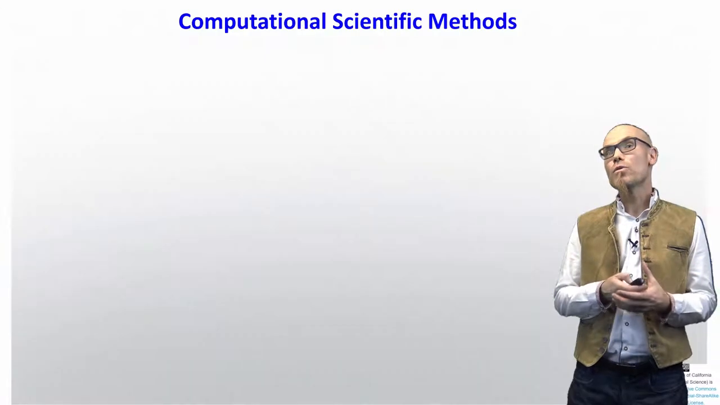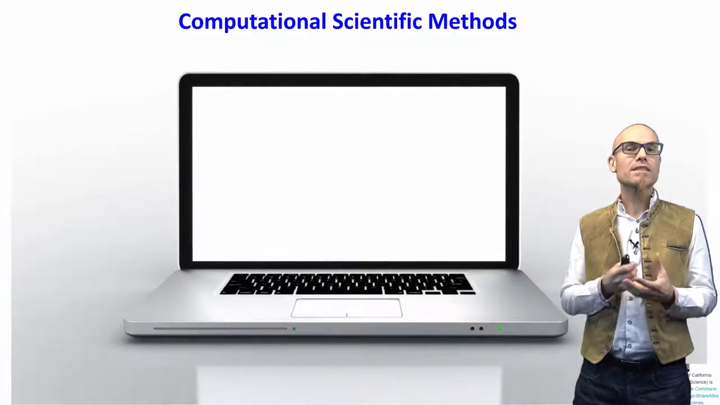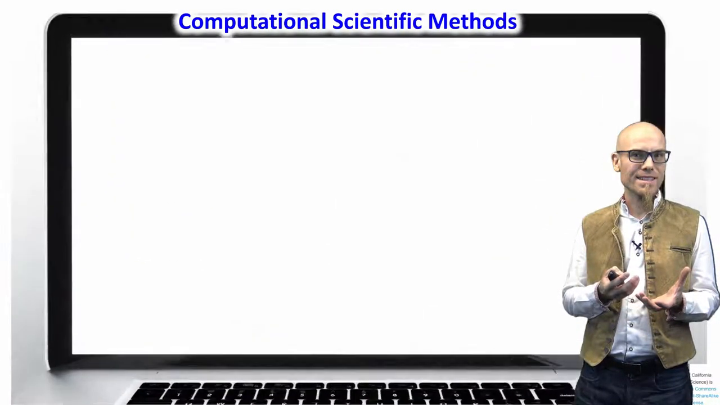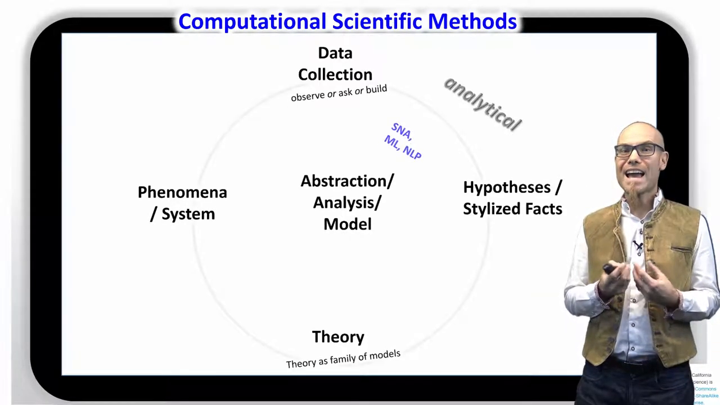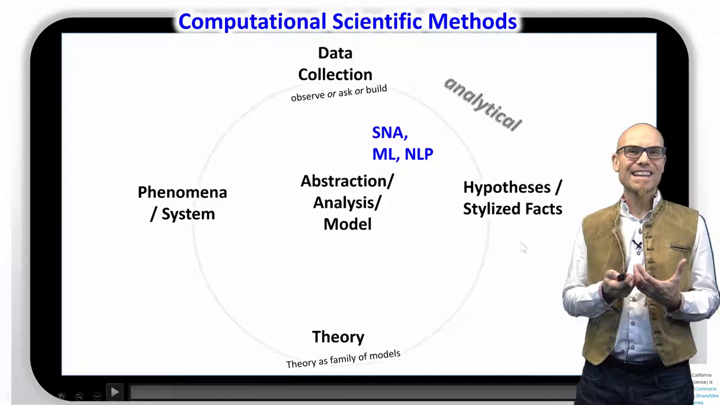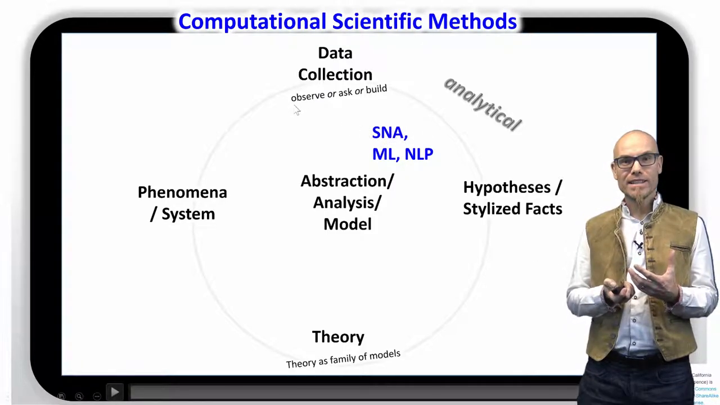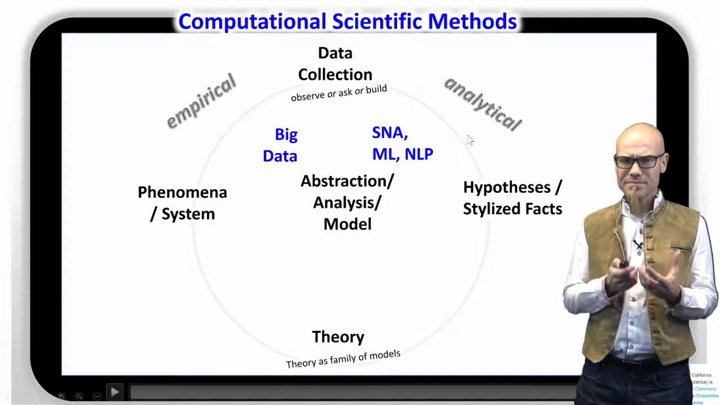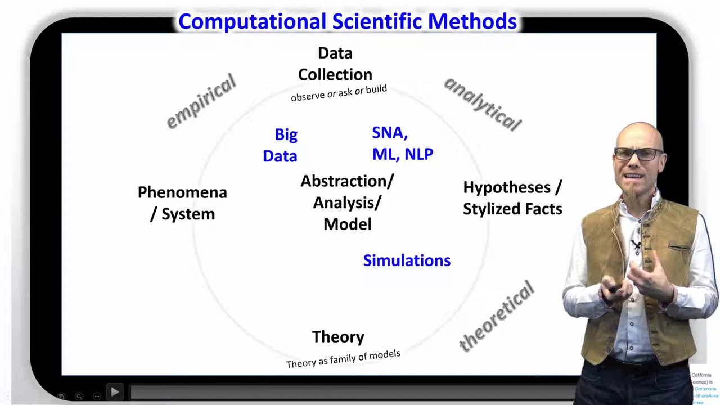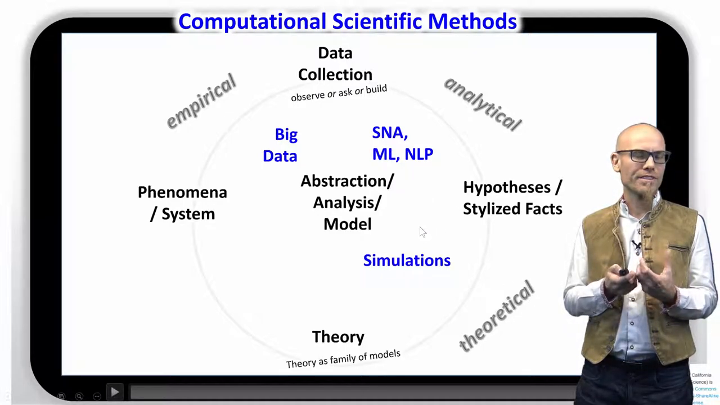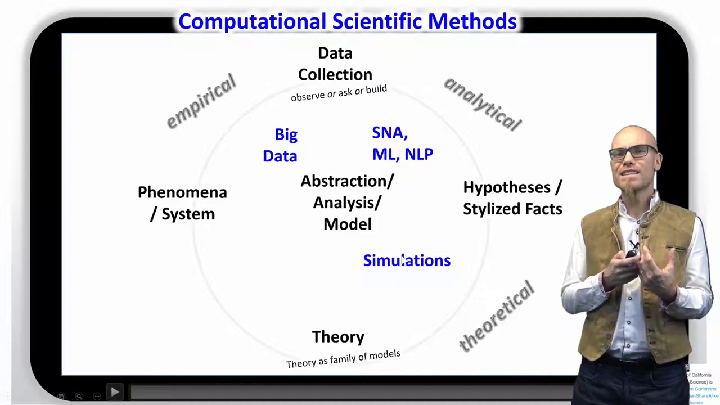So with our computational scientific methods, we are still, as social network analysis is, in the analytical part. Social network analysis is an analysis which is in between the empirical and the theoretical on both ends. But today, explicitly, we will go a little bit beyond the analysis itself. We'll still do some analysis on networks, but we will also go into the theoretical part.